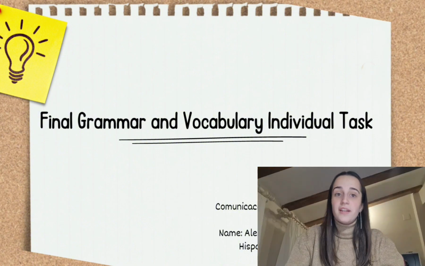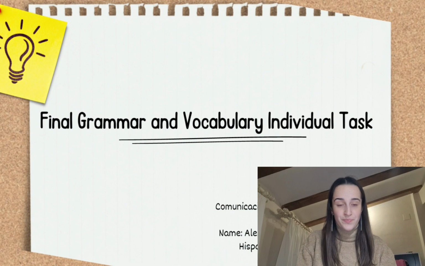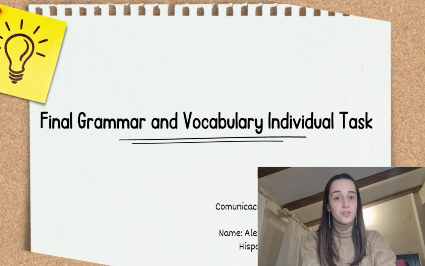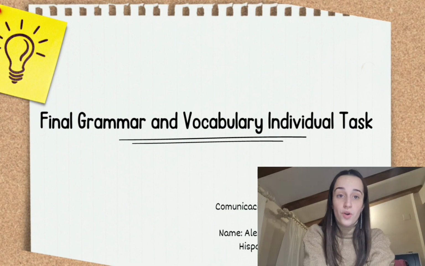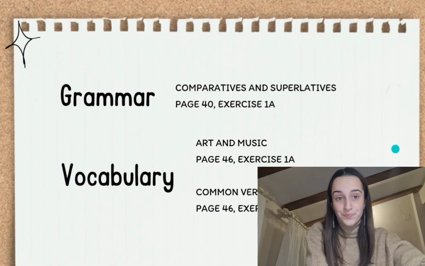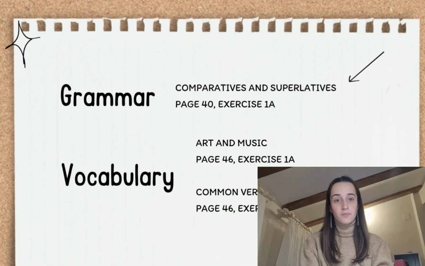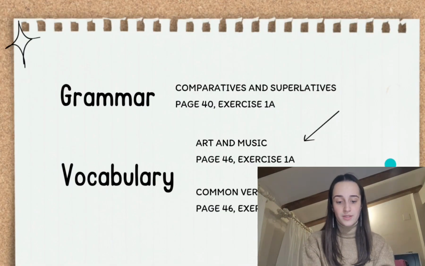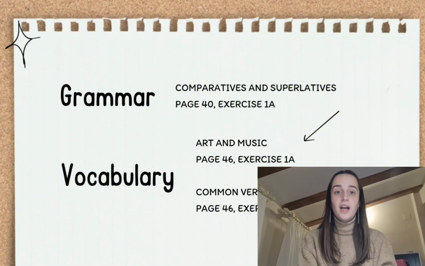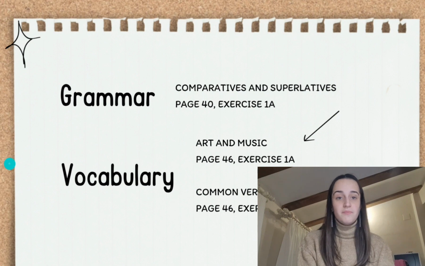So this is my final grammar and vocabulary individual task. I am going to be working with two exercises from the Workbook on grammar and vocabulary. On the one hand, in grammar, I will explain comparatives and superlatives. And on the other hand, in vocabulary, I will try to explain art and music and common verbs in the passive.